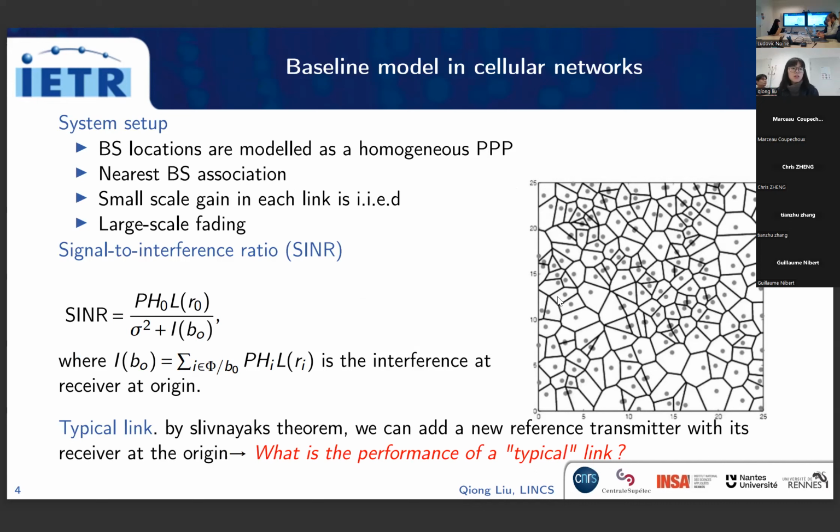The signal-to-interference-and-noise ratio is the ratio between the desired signal and the noise plus the aggregated interference. Here, B1 is the position of the desired transmitter for the receiver at the origin. By Slivnyak's theorem, we can add a new reference transmitter with its receiver at the origin. So what is the performance of this typical link?